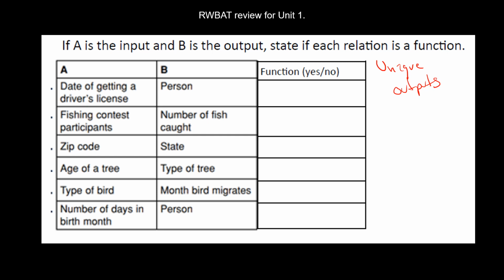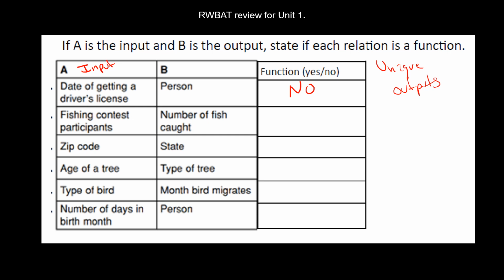Let's look at A. A is our input. So if you are given the date of getting a driver's license, so if we say today we're getting our driver's license, let's say today is August 28th, 2020, you put that date in. Will that tell you exactly which person, not all the people, exactly which person got their driver's license if you put in today's date? No, it won't. That's impossible. It doesn't know. There's not enough detail in that input value.